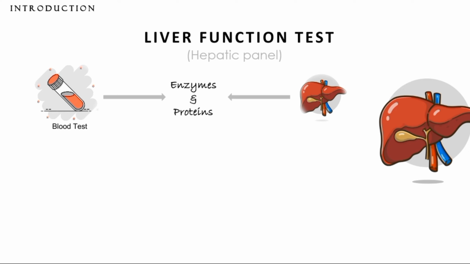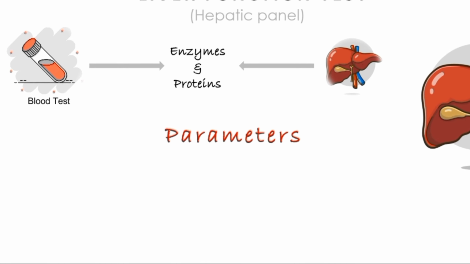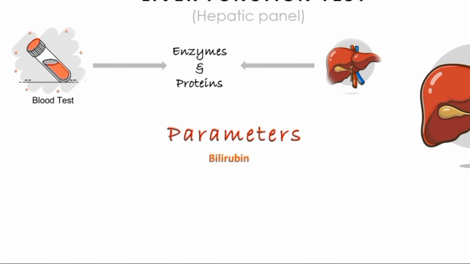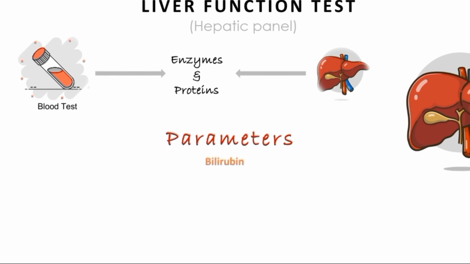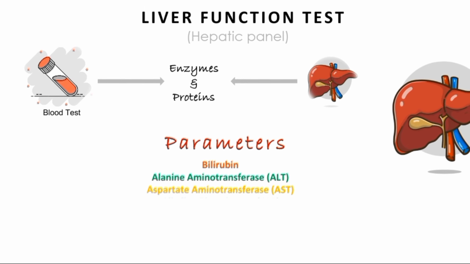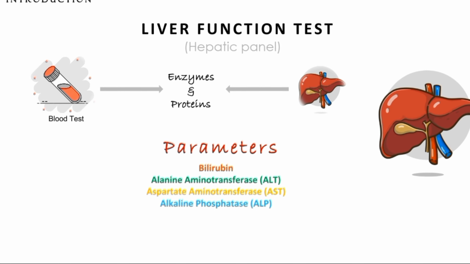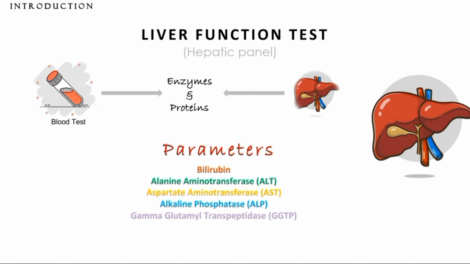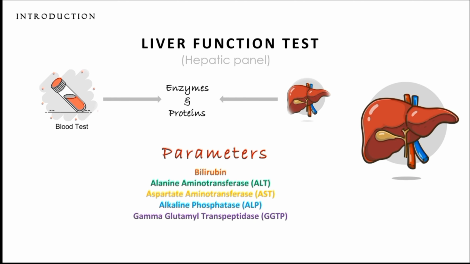Several biochemical parameters are assessed in LFTs. These are bilirubin, which can be in conjugated and unconjugated form, alanine aminotransferase (ALT), aspartate aminotransferase (AST), alkaline phosphatase, gamma glutamyl transpeptidase (GGTP), total protein, and albumin, etc.